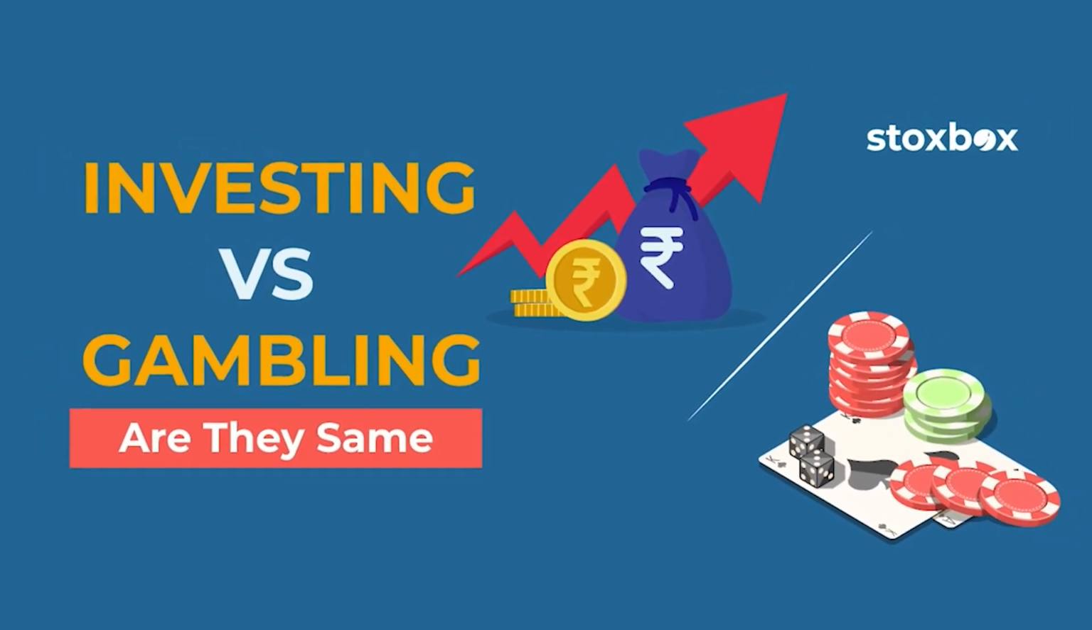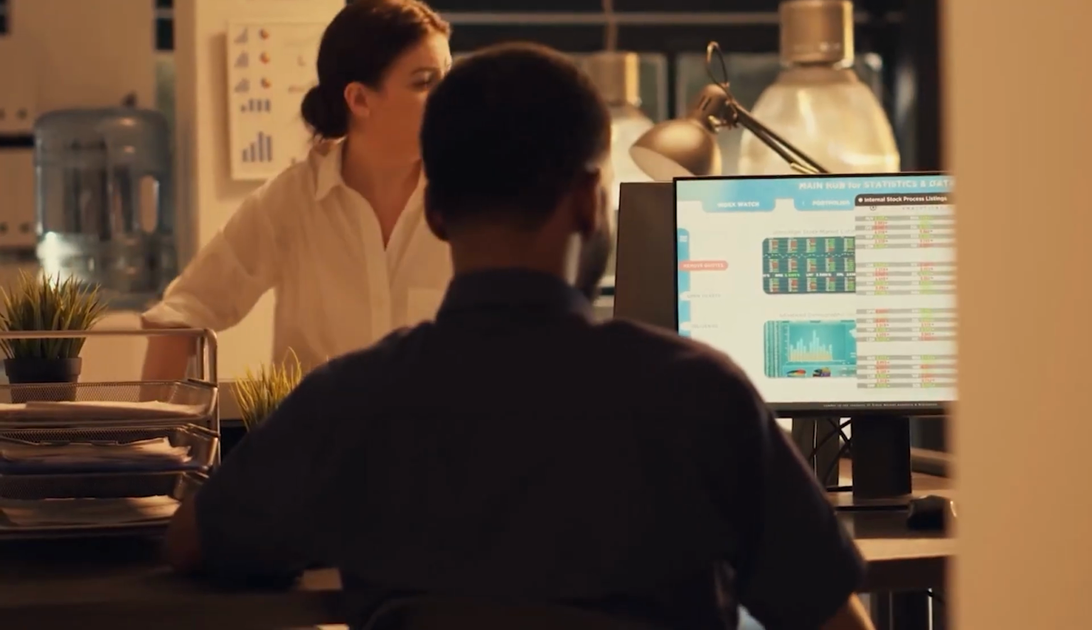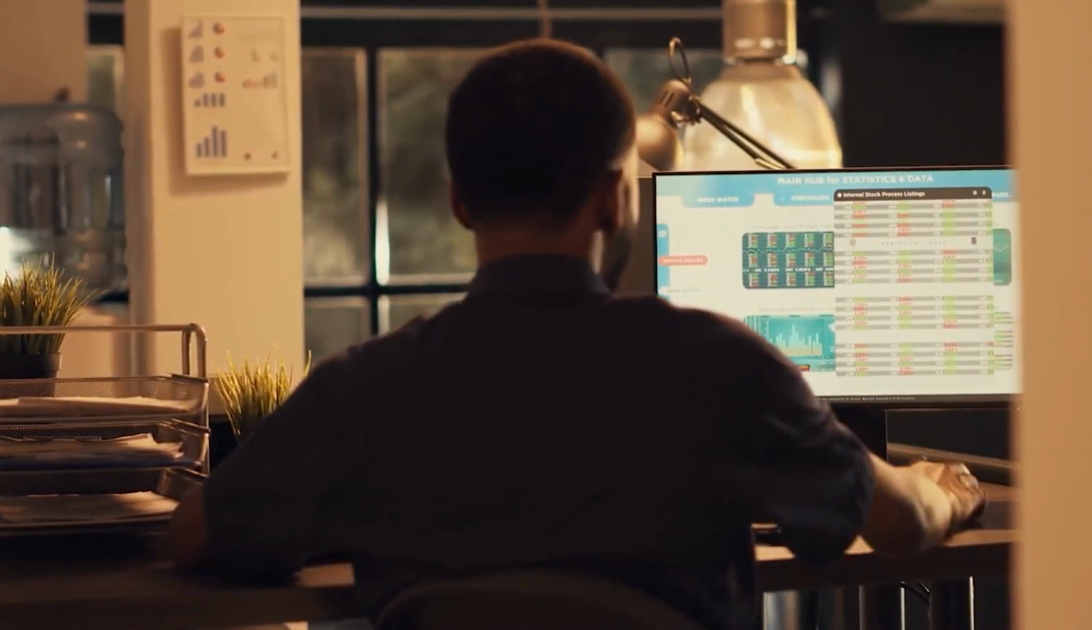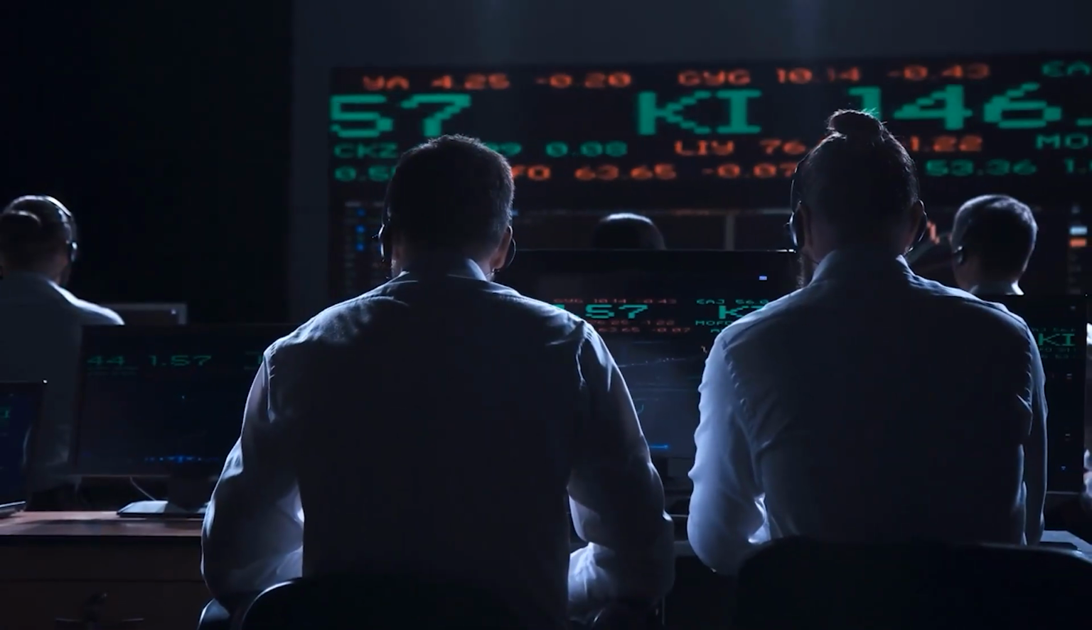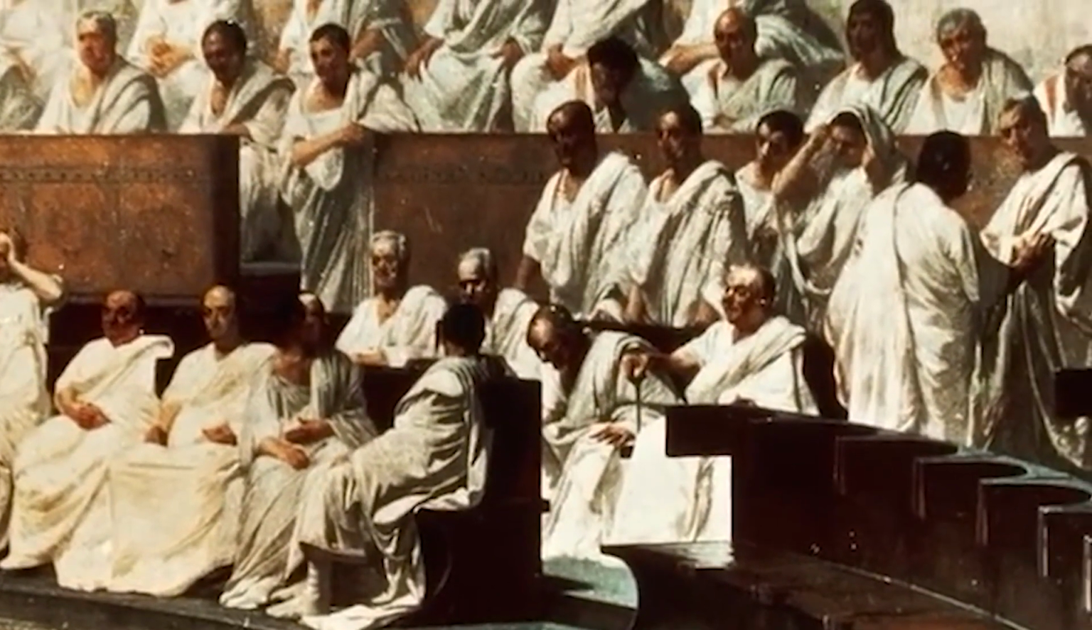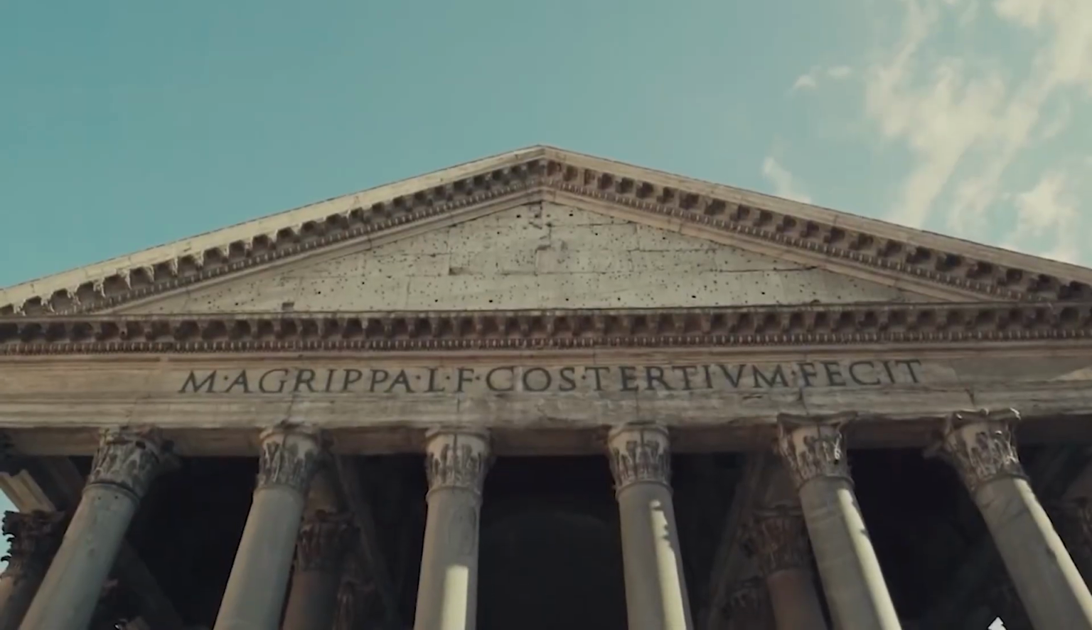Finally, let's talk about some fun and interesting facts about the stock market. Number 1, the earliest recorded instance of a stock market dates back to ancient Rome, where traders would gather in a marketplace known as the Forum Romanum to buy and sell shares in government-owned businesses.